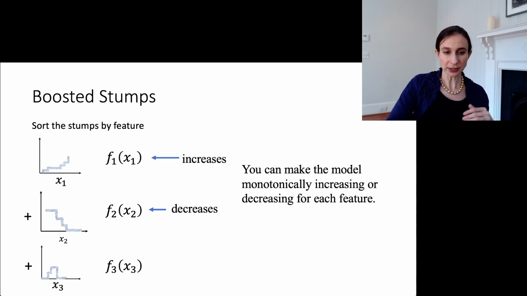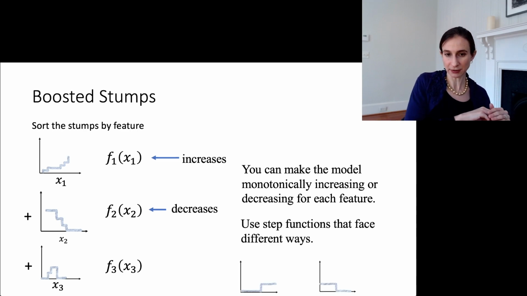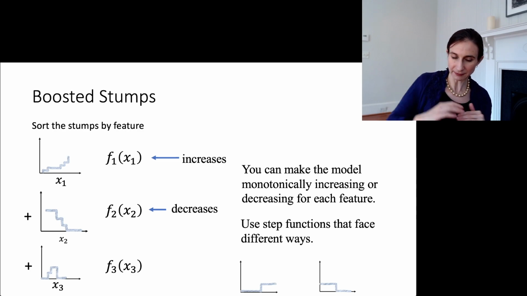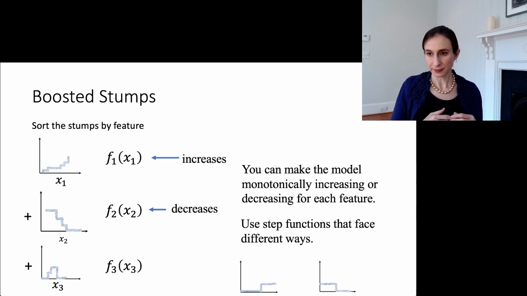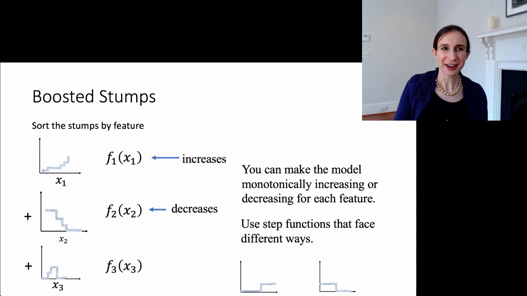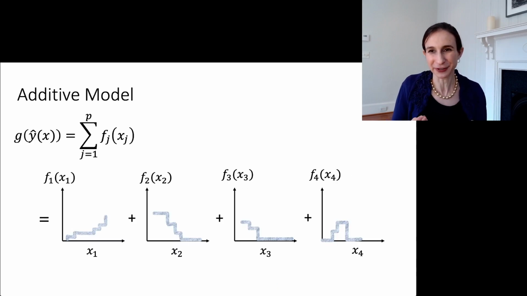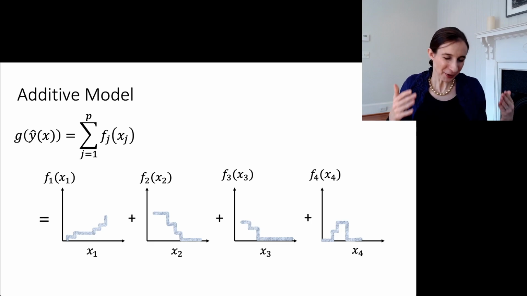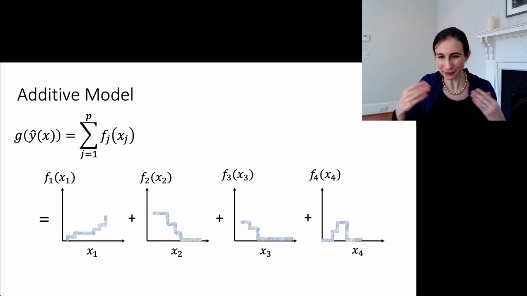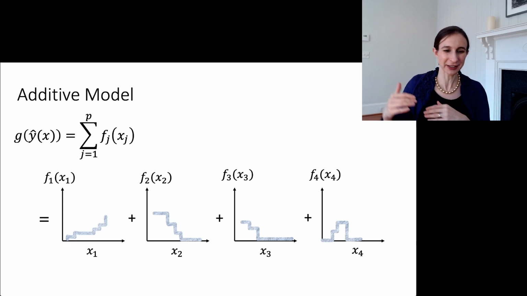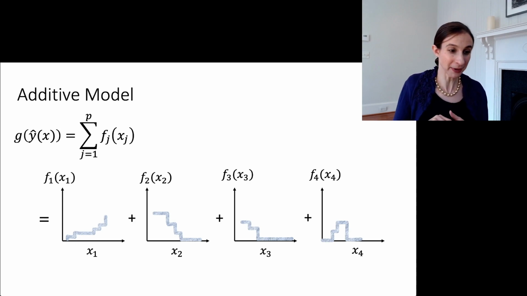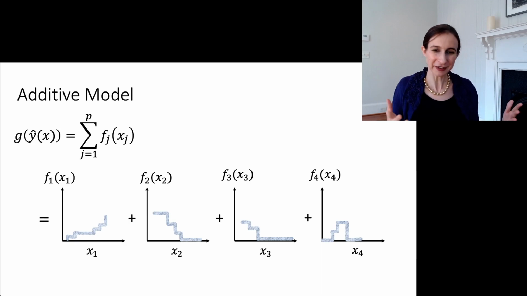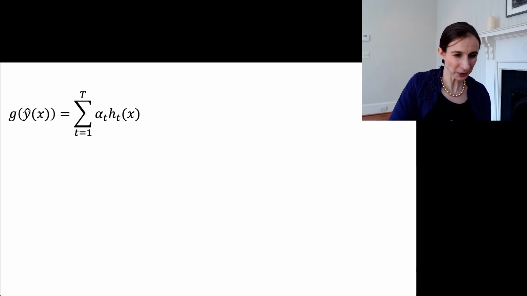For x1, you want to choose the step functions that only face in that first direction, increasing step functions. Whereas if you want f2 to be monotonically decreasing, you allow the weak learning algorithm only to choose these decreasing step functions. When you add those up, it'll make sure that the monotonicity is obeyed. Because as you know, AdaBoost only produces positive alphas. So you automatically get the monotonicity because the alphas will always be positive. And as long as the monotonicity is obeyed in the weak classifiers, you'll get monotonicity in the overall model. Then you add them up and we've now produced an additive model via boosted stumps. So it's really, really simple.